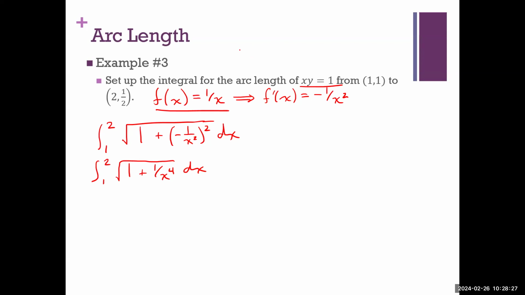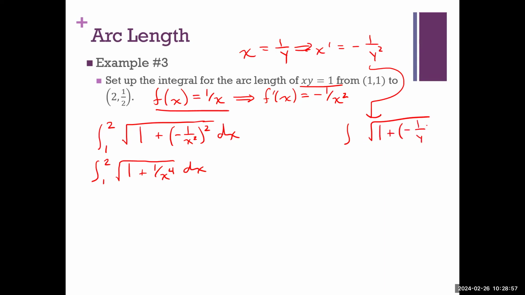y equals 1 over x is probably the more familiar, comfortable way to go. But we also could have done x equals 1 over y and found that x prime equals -1 over y squared. So does it really matter which one? Not really. The only difference I want to point out is what's the integral that comes out of this? It's going to be the integral of 1 plus negative 1 over y squared dy.